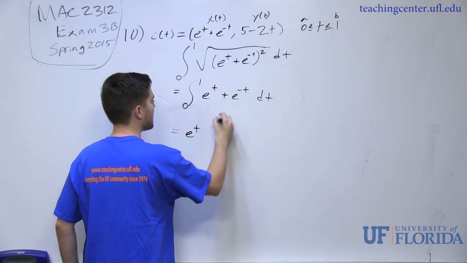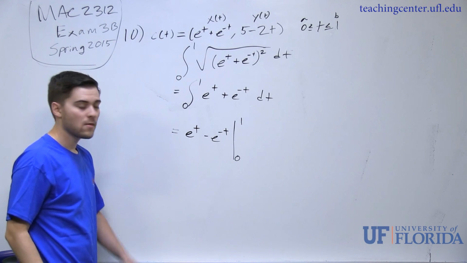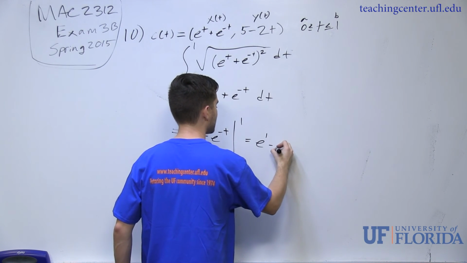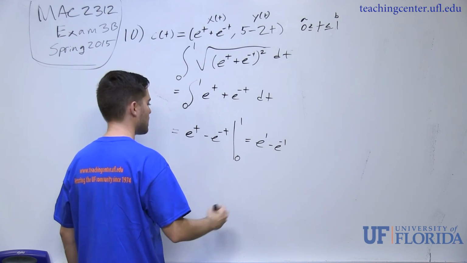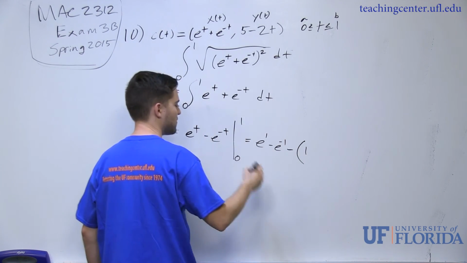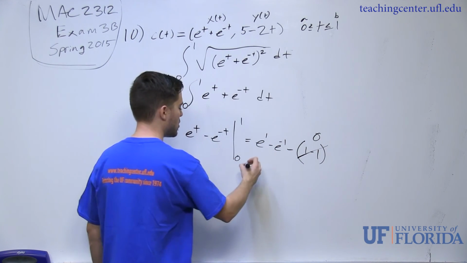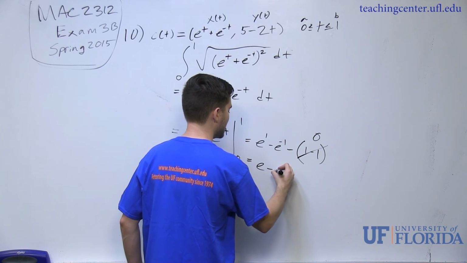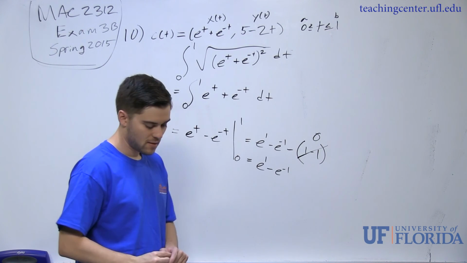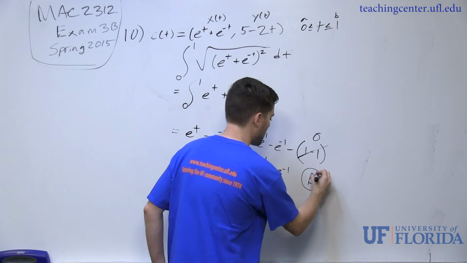So I have e to the t. The integral of e to the negative t is minus e to the negative t. And that's evaluated from 0 to 1. When I plug that in, I end up getting e to the 1 minus e to the negative 1, minus e to the 0, which is 1, minus e to the 0, which is 1. So that term is just 0 at the very end. So my final answer is e minus e to the negative 1. And this is also to a first power. So that would tell me that my final answer should be E on exam 3B.